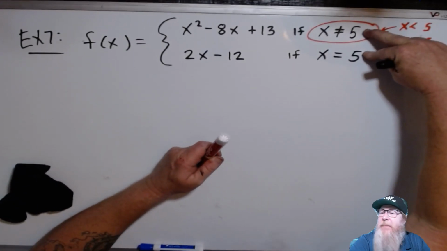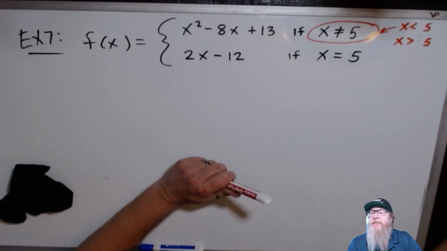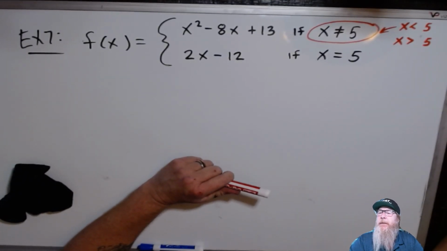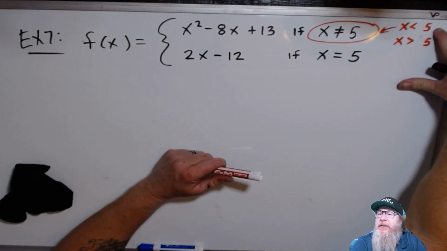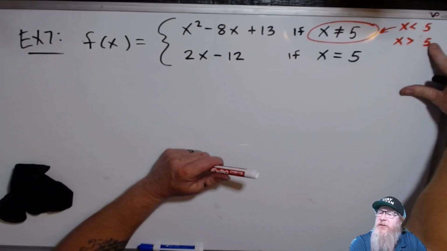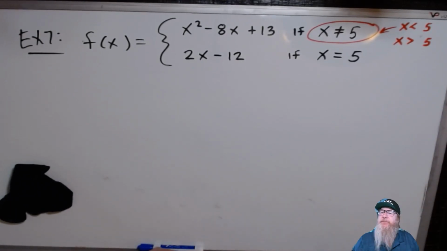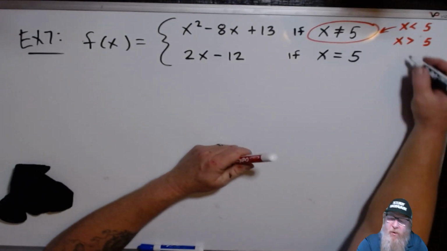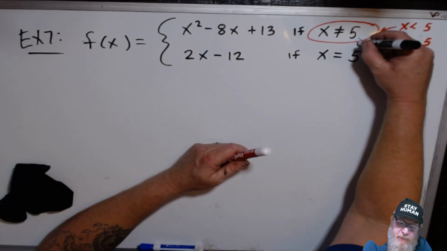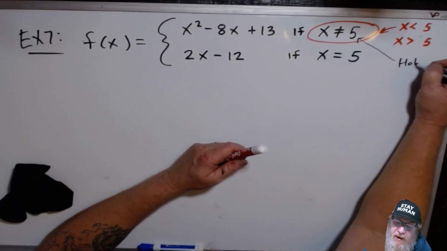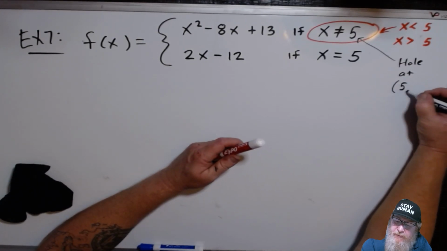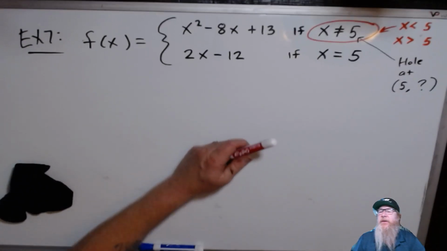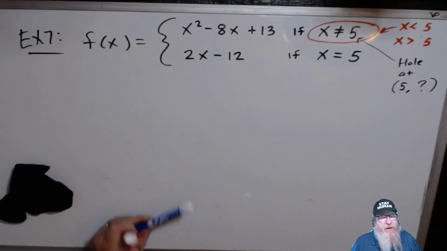These have to be the same number. Otherwise, it wouldn't make sense. So when I say not equal to 5, I mean to the left or to the right. And then there's a hole at 5. And I don't know what the corresponding value is. We're going to find that out next.